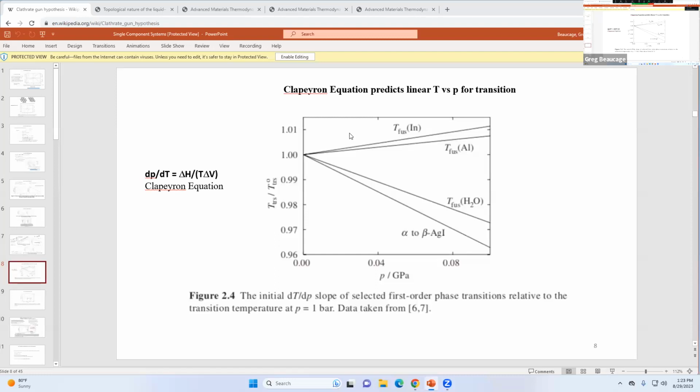so this is just showing the Clapeyron prediction, and then first order phase transitions. So this is melting of different crystals and showing how this matches up with it.